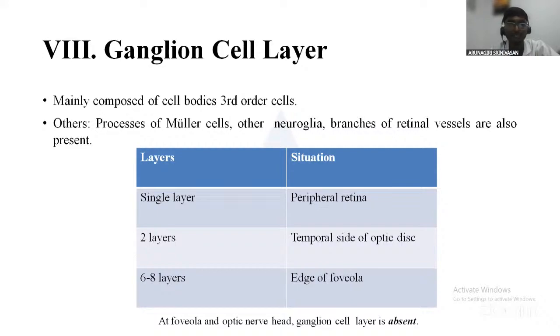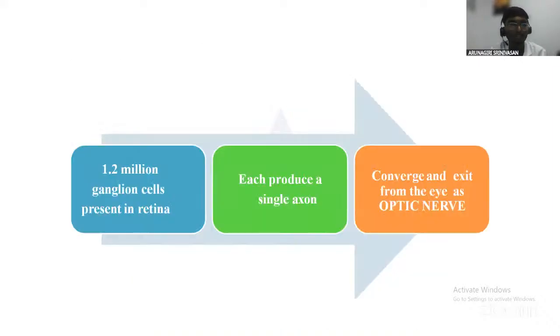Single layers are situated at the peripheral retina, two layers at the temporal side of the optic disc, and 6 to 8 layers at the edge of the foveola. There are 1.2 million ganglion cells present in the retina. Each produces a single axon. They converge and exit from the eye as the optic nerve.